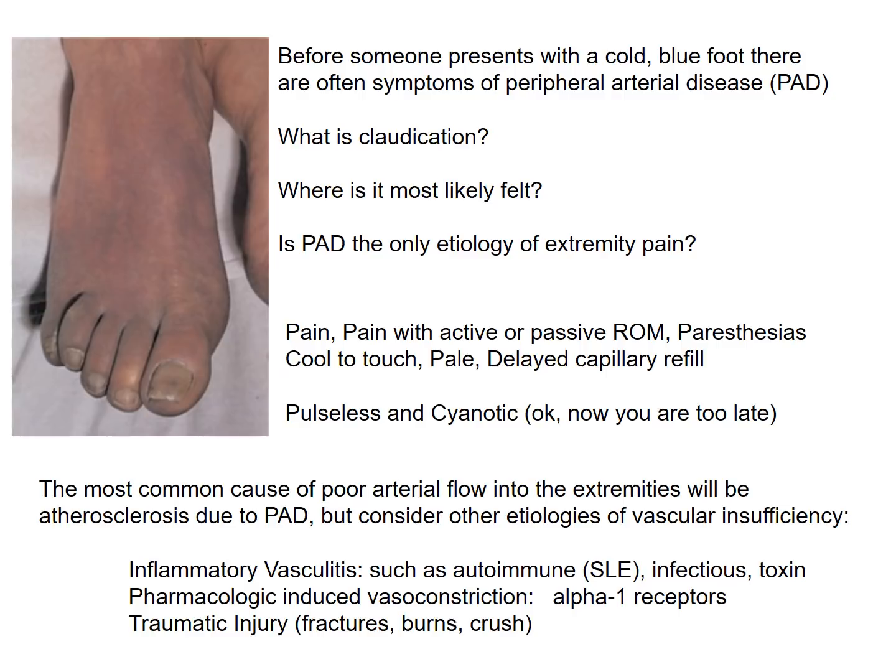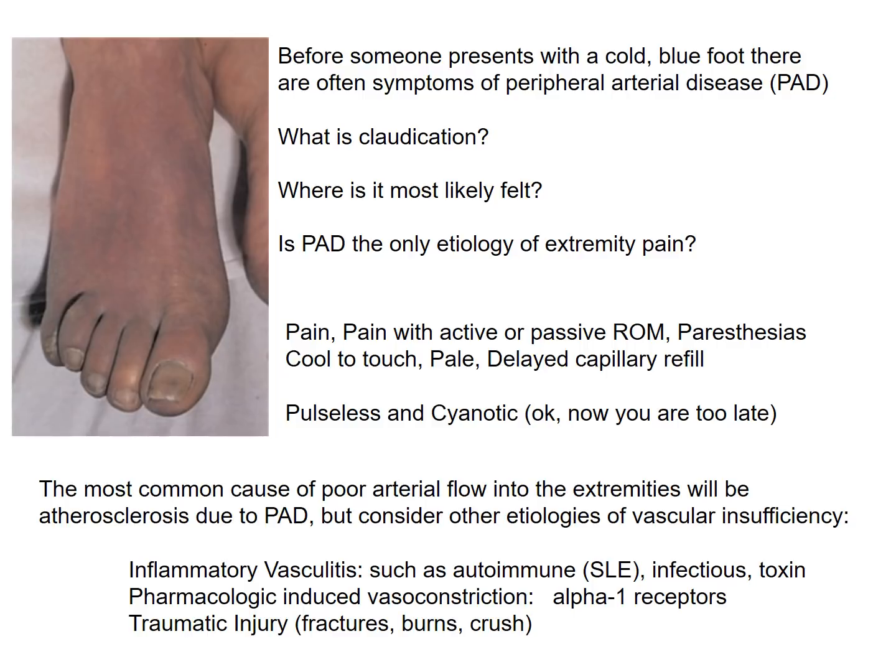So we want to be able to pick up an individual who's showing us signs of poor arterial flow into the extremities long before they completely clot that blood flow off and have no perfusion.